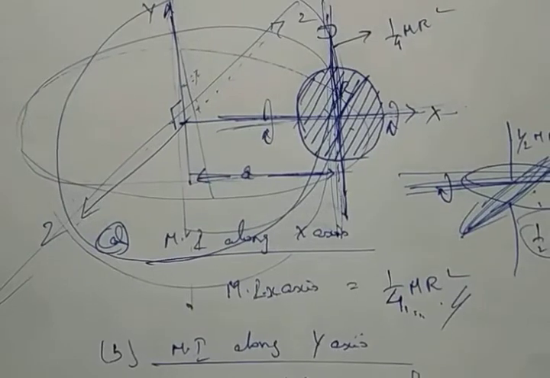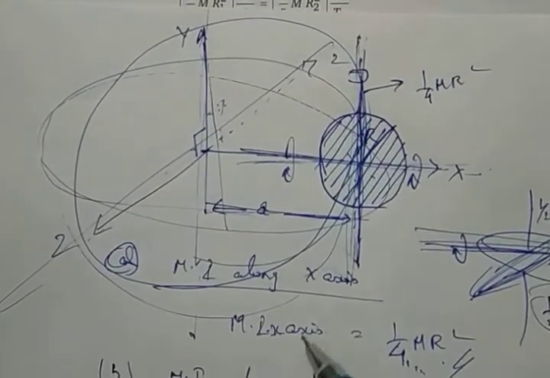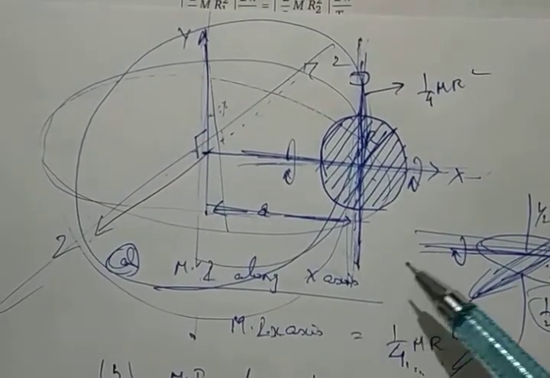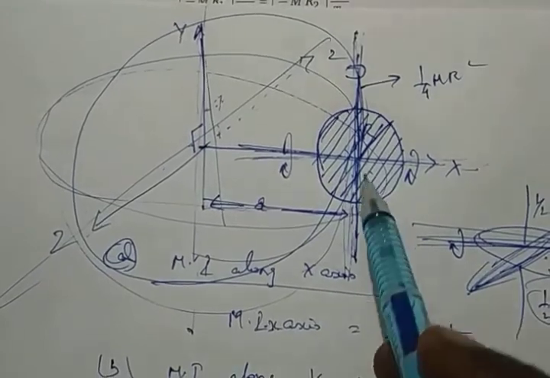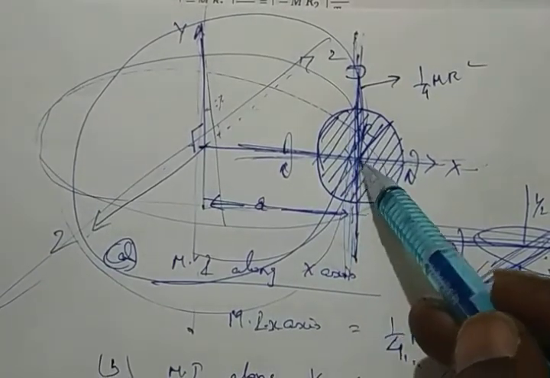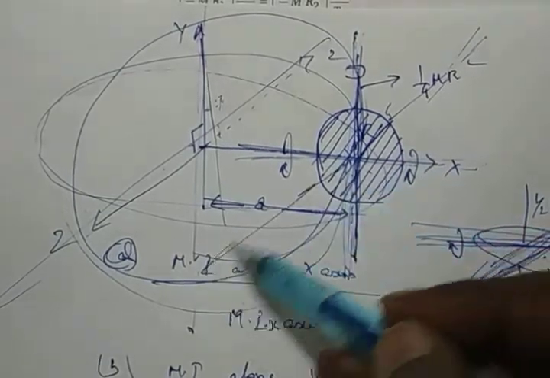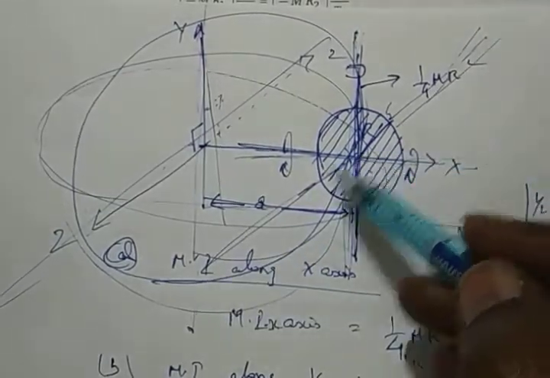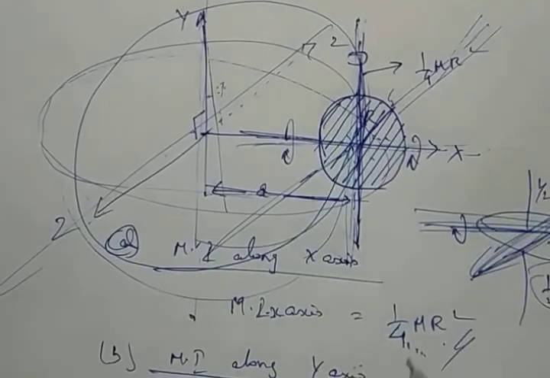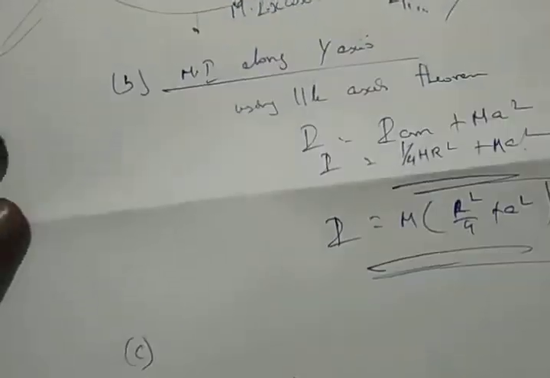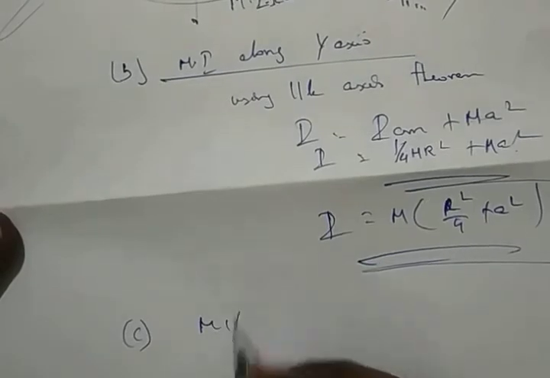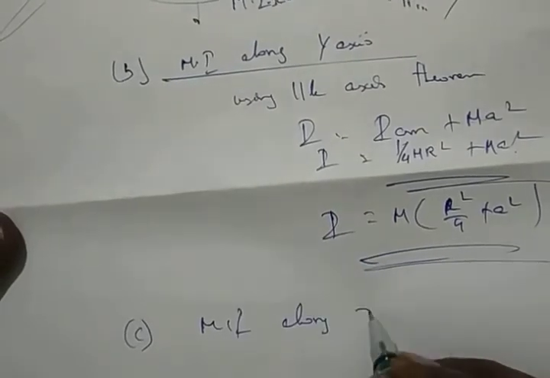Then what happens here is, how is it easy to take? You need to take the axis which is passing through the center. So what is the axis passing through the center here? Perpendicular to the center. So that is mr square by 2. So this is the moment of inertia along the z-axis.